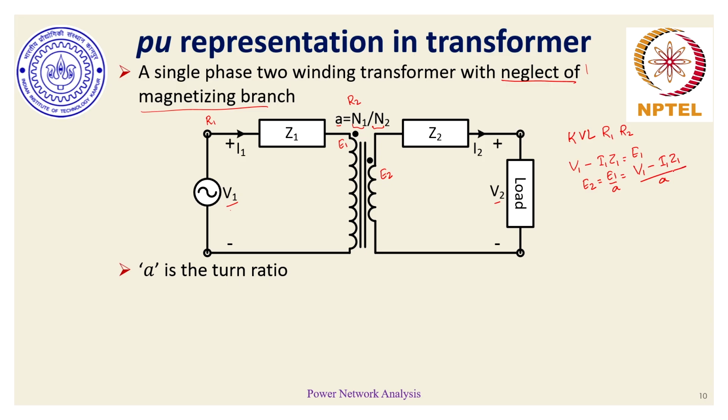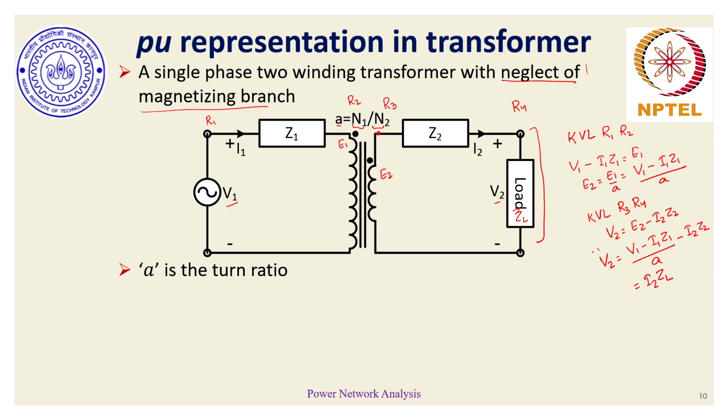And if we write KVL across R3 and R4, where R3 is the node across which the E2 EMF is induced, then KVL across R3 and R4 indicates that V2 should be equal to E2 minus I2 Z2, which in terms of all actual quantities is essentially (V1 minus I1 Z1) by A minus I2 Z2. And then you also have the KVL across the load, which says that V2 should be equal to I2 into the corresponding load impedance ZL, where ZL is a complex number.